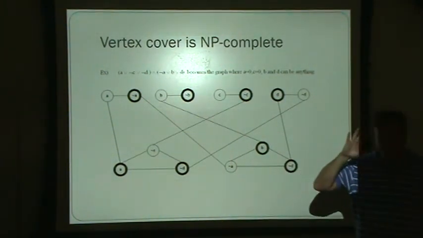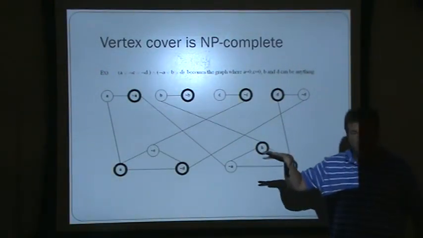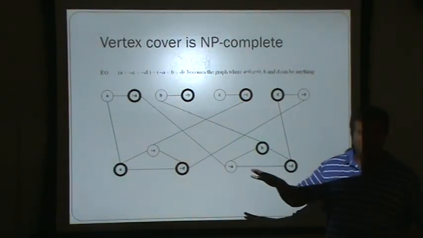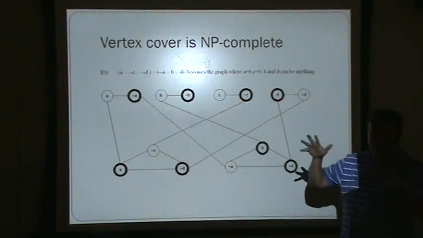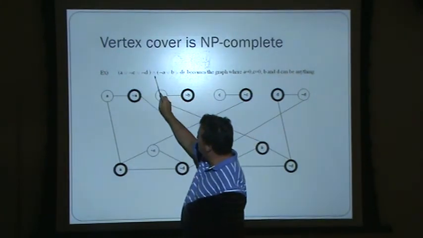Let's assume somebody claims, I have solved the vertex cover problem. I have a polynomial algorithm that will give you the answer. It will give you the minimum vertex cover. So that's an algorithm we'll call vertex cover. We want to use that person's algorithm to solve the 3 conjunctive normal form problem.